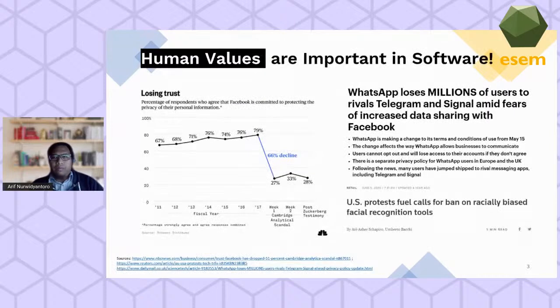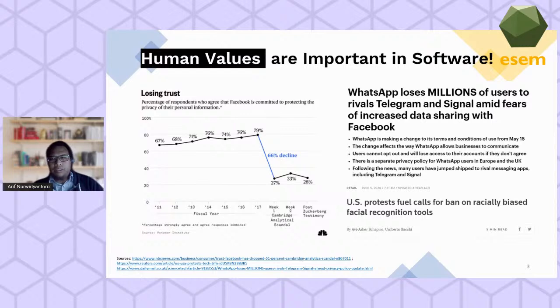Human values are important in software because they are used as criteria for users to choose an application. For example, the recent Facebook privacy case reduced users' trust in Facebook significantly. In a related case, a change of policy for data sharing with Facebook made WhatsApp lose millions of users. These events demonstrated the awareness of users about values and how they make decisions based on their values.